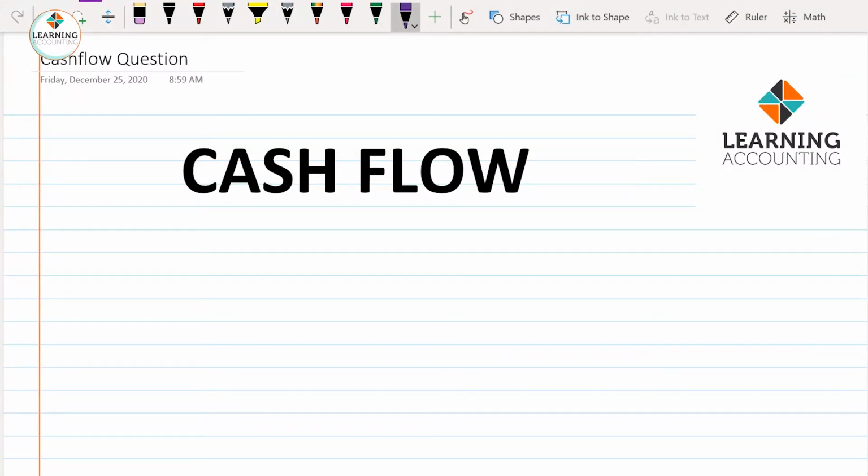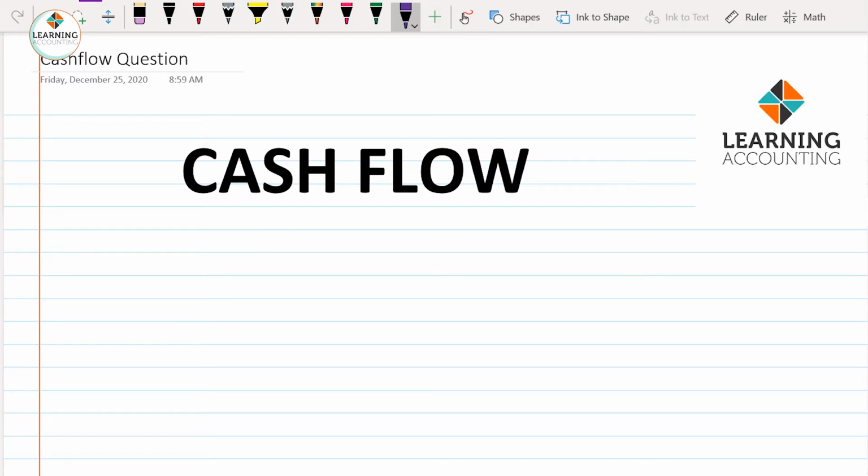Today we want to look at the cash flow question. Cash flow for me is one of the easiest areas of the financial reporting or corporate reporting exams. All you need to do is know some specific steps, and if you can follow these steps, I'm sure you'll be home and dry. So I think we should look at the question first.